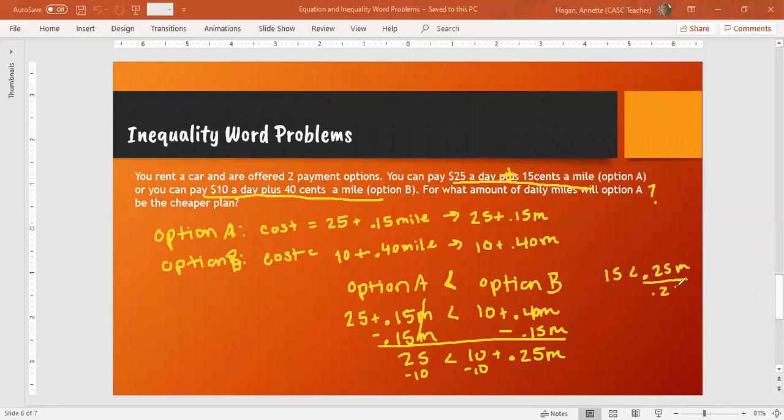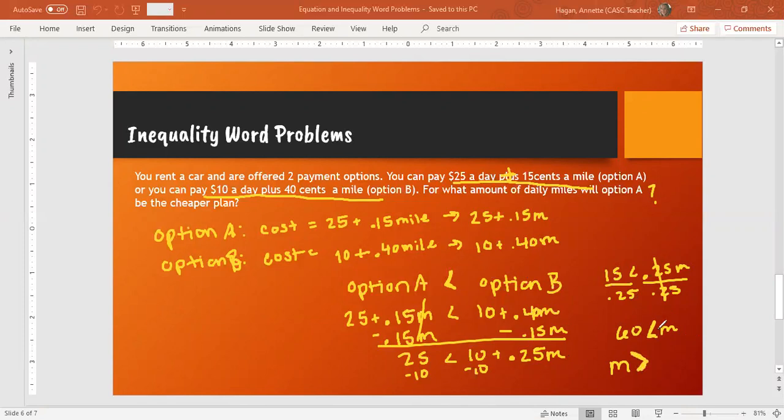So we're going to divide each side by 0.25. One thing to notice here is that I am not dividing by a negative, so I do not need to worry about switching my sign. So I do 15 divided by 0.25, and I get 60. I get 60 is less than M. Now, this looks weird. M is on the right side. That bothers a lot of us. So if I flip it around, that is fine. I just need to make sure the big open mouth is facing M here.